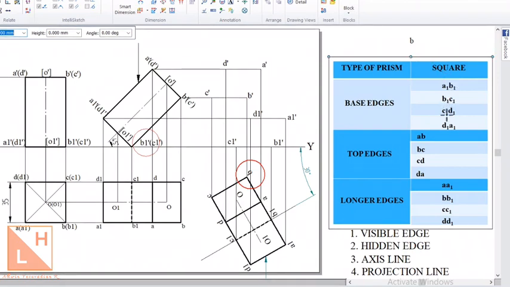If you look at the first one, we'll go one by one. Base edges A1, B1. There is no existence of B, so this is visible. Okay, B1, C1, no B. C1, D1, D1, A1, no B exists here. Go to the top edges, AB. So here we have the point B, so this is one of the hidden edges, right?